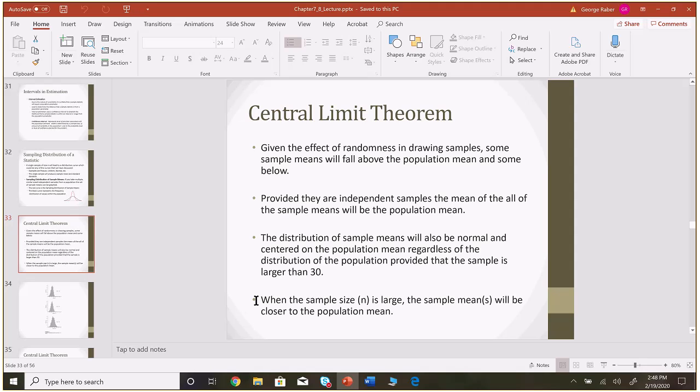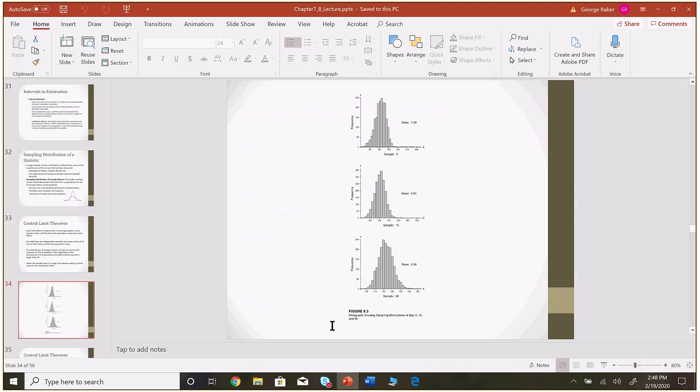One thing is the sample size. The sample size needs to be large enough. This is what I just showed you in that workbook, but this shows how, if the sample is small, it may not be a normal distribution. As the sample gets larger, it approaches a normal distribution.